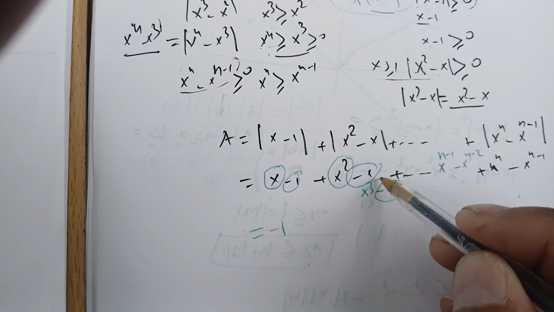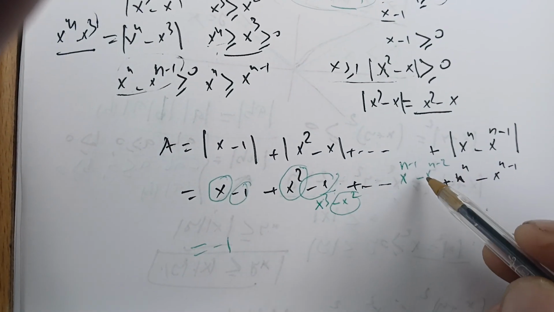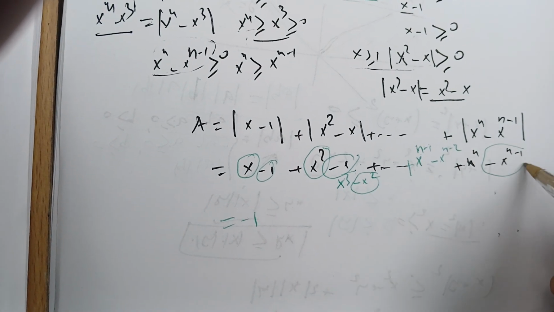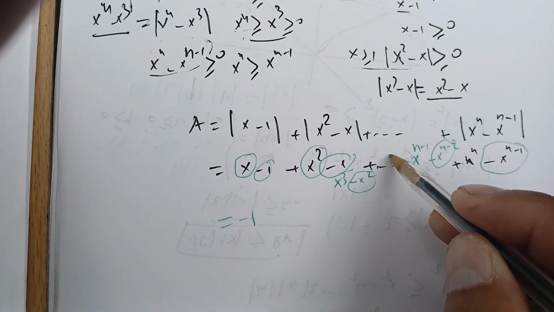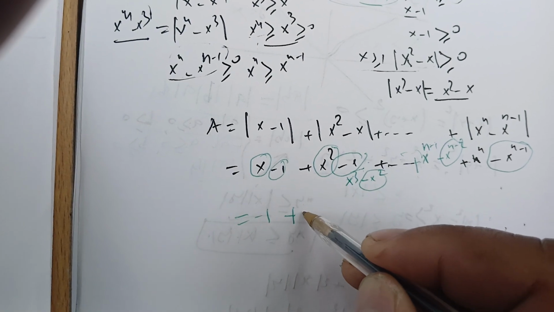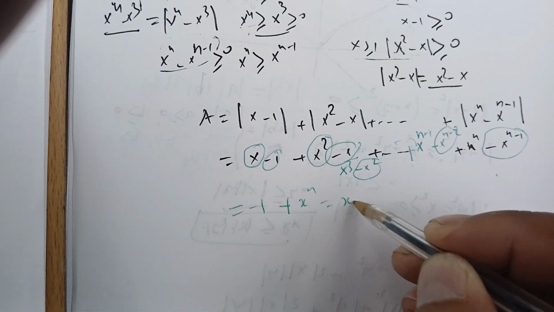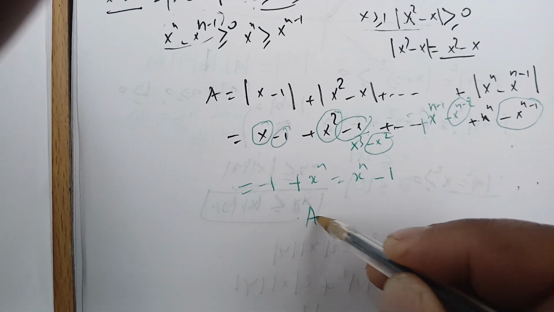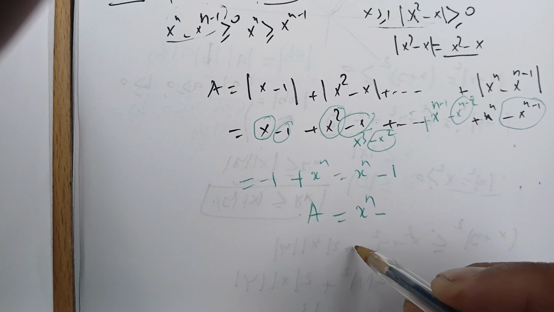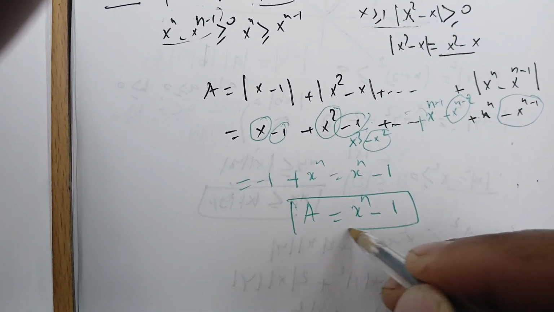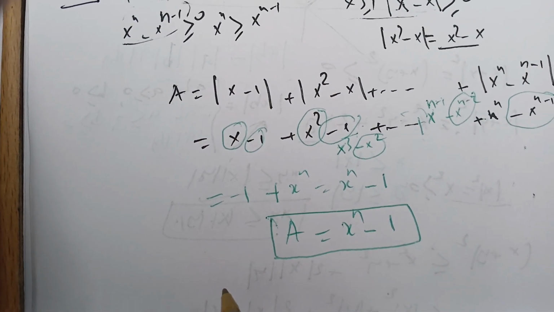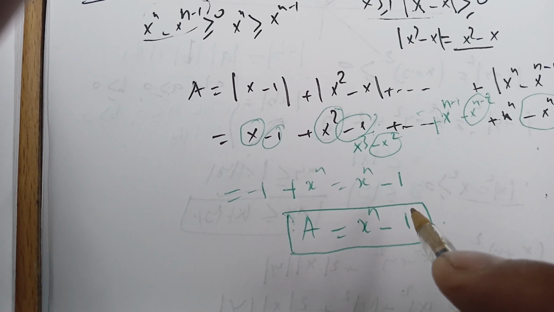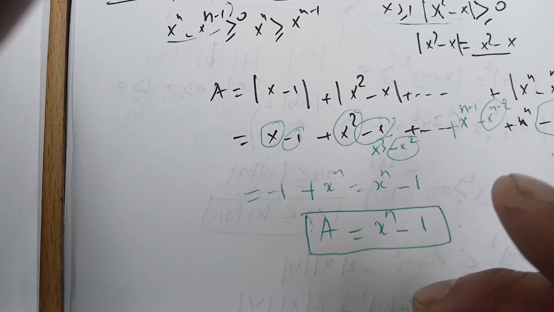And x cubed will go with minus x cubed. By the end, the plus x to the power n minus 1 will go with this one, and this one will go with the previous one. So all I'm left with is minus 1 plus x to the power n, which gives me x to the power n minus 1. Therefore, my A is x to the power n minus 1. So this simplifies my problem, and I don't need to worry about any other thing.